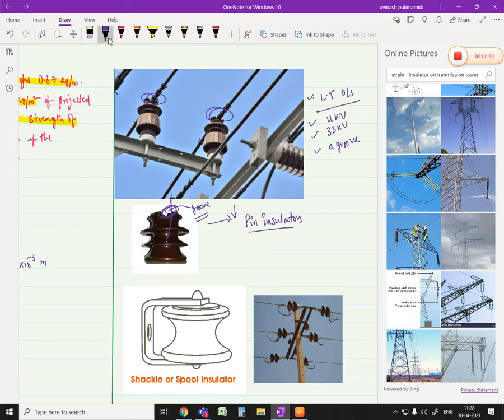So the top portion of the insulator is for housing the conductor. What is this one? The groove is used for housing the conductor. The conductor passes through the groove.